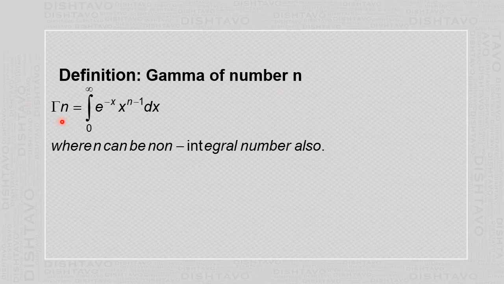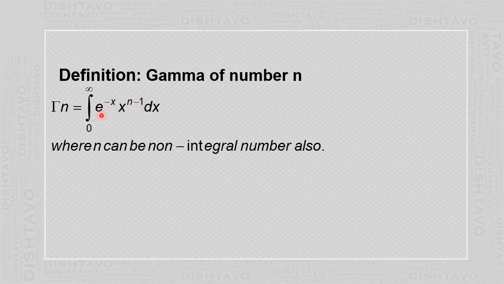Gamma of some number. Now this number can be an integer like 0, plus or minus 1, plus or minus 2 and so on, or it can also be a non-integer like plus or minus half, plus or minus 4 by 3, plus or minus 13 by 3 and so on. The gamma of the number n is defined as a definite integral going from 0 to infinity, e raised to minus x, x raised to n minus 1 dx.